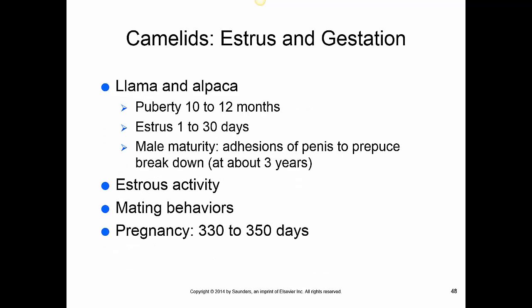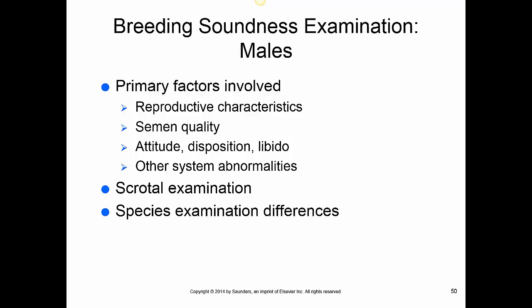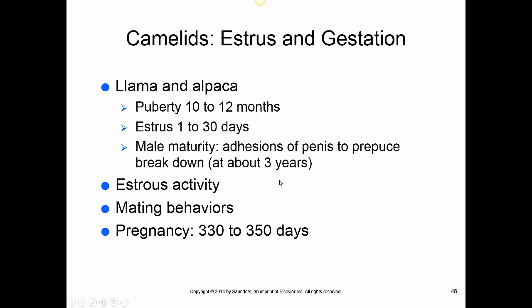Our camelids, especially llamas and alpacas, usually have puberty somewhere between 10 and 12 months. They have a variation in estrus, and it can actually go longer, because they are also induced ovulators. So that's why we have this variation here. One thing about young males is a lot of times they're unable to breed because there are adhesions between the penis and the prepuce. And usually they're not able to breed until about 3 years of age, because that's when these adhesions break down and they're able to then breed a female.